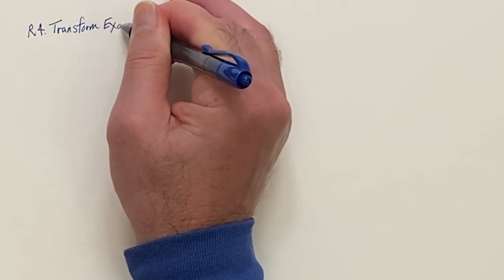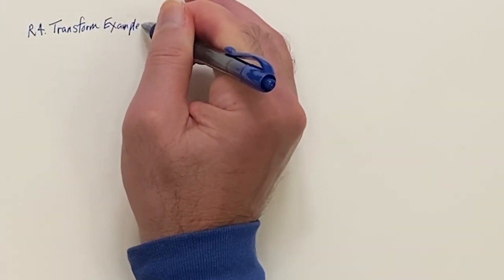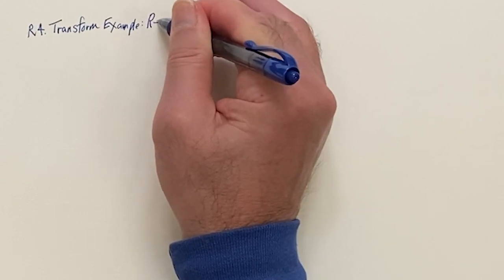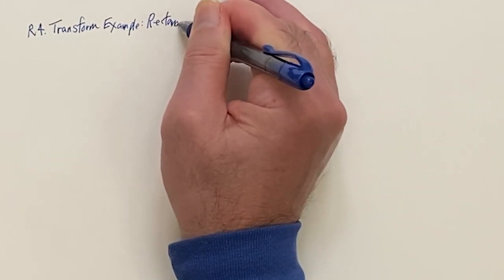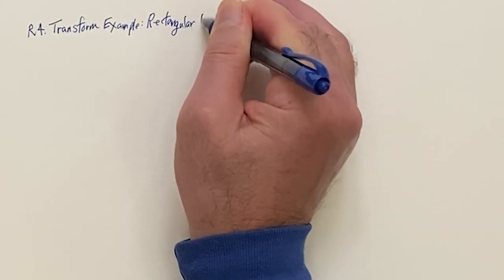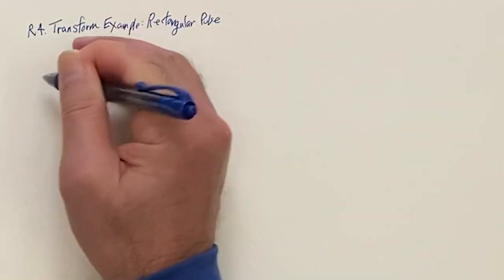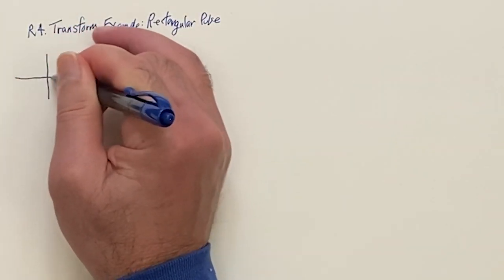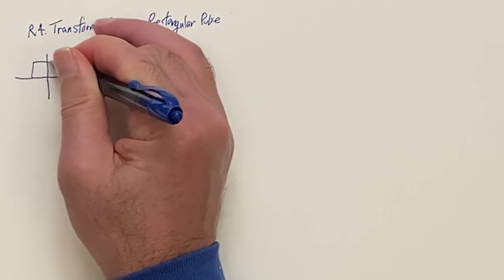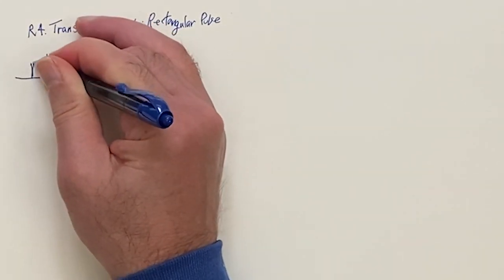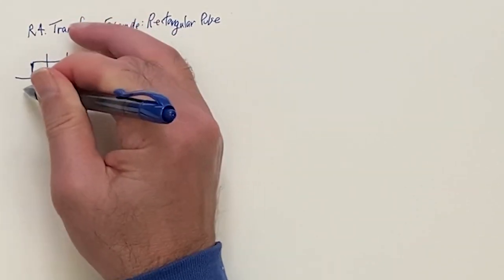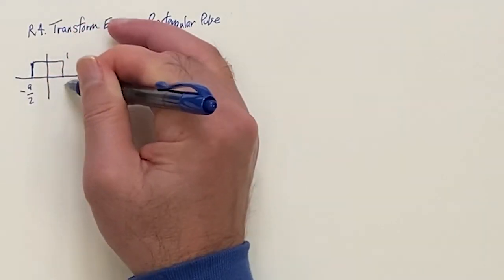Fourier transform example. And we're going to do the rectangular pulse. The rectangular pulse, simply a rectangle, height 1, that goes from minus a over 2 to plus a over 2.